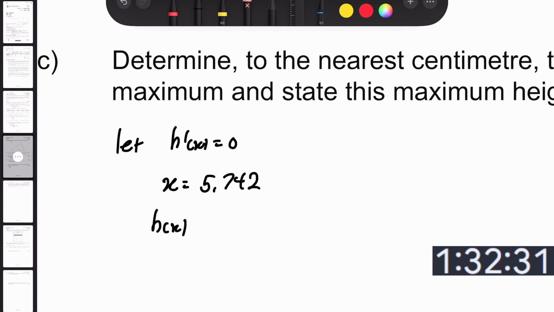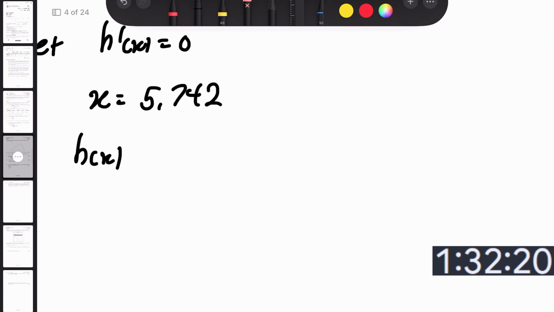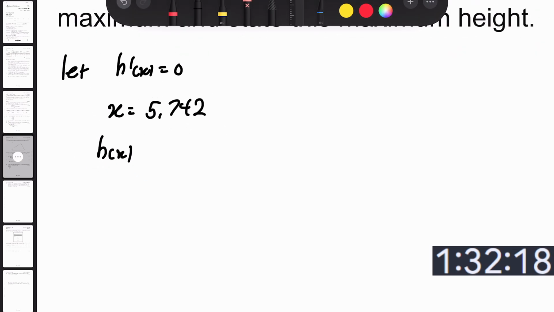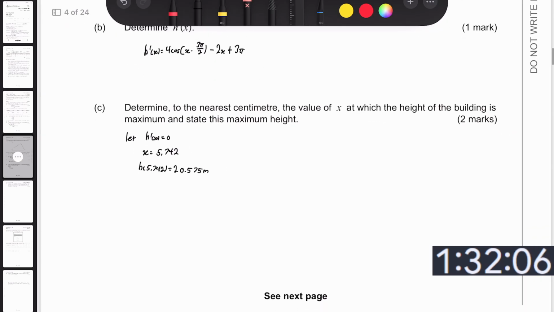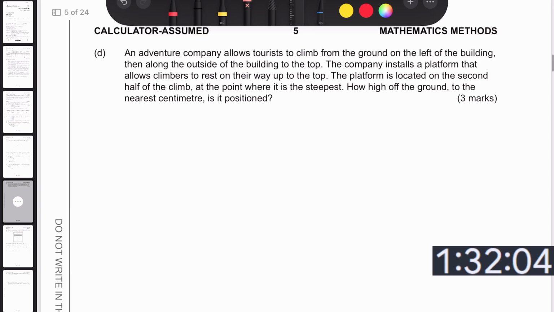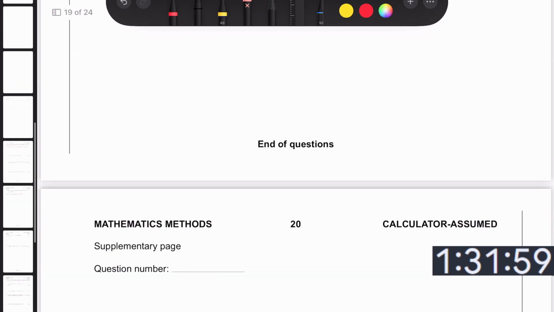So then h of x. Oh wait, hold on. We could have just done this on the graph. What am I doing? Let's graph it. Let's just make sure it's 5.742. So analysis, G-Solve, max. H of 5.742 is equal to 20.575 meters. Yep. How many pages are there? There are 19 pages. Okay.